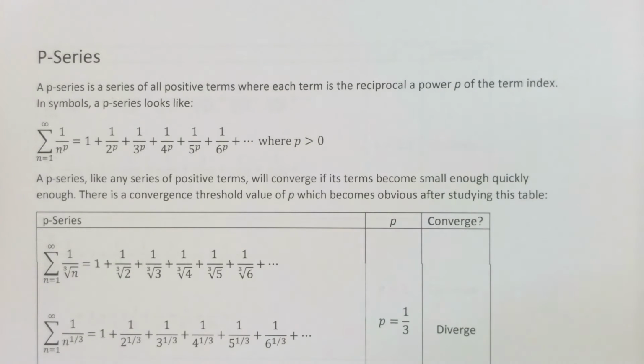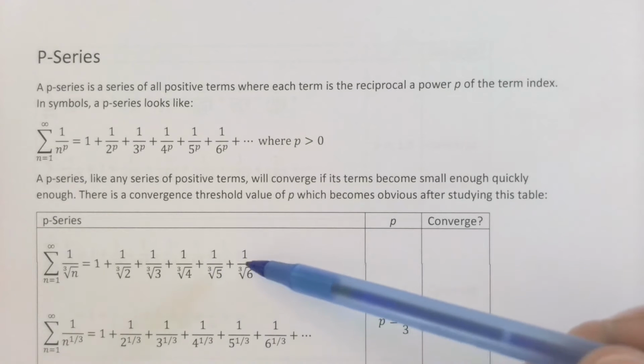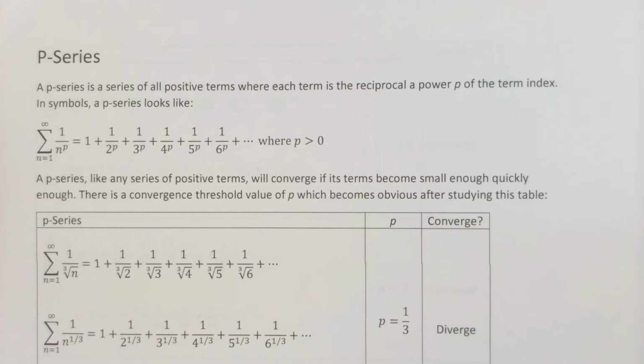Today you're going to learn to recognize P-series, and you're going to learn to distinguish between the ones that converge and the ones that don't. So first we'll look at a bunch of P-series that do not converge, and the reason they don't converge is because the terms, I should say, don't get small enough fast enough.